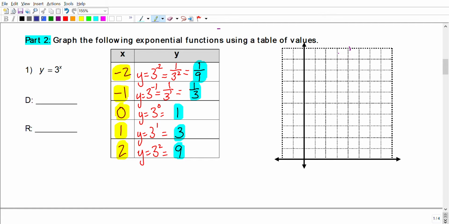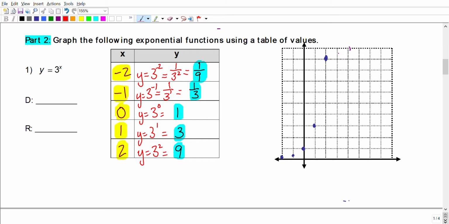So let's see. We have our first ordered pair is -2, comma 1/9. So -2, 1/9 should be somewhere around here. Okay, -1 and 1/3 is somewhere around right there. 0, comma 1 is right here. 1, comma 3 is right there. And finally 2, comma 9, excuse me, 1, 2, 3, 4, 5, 6, 7, 8, 9 is right there.